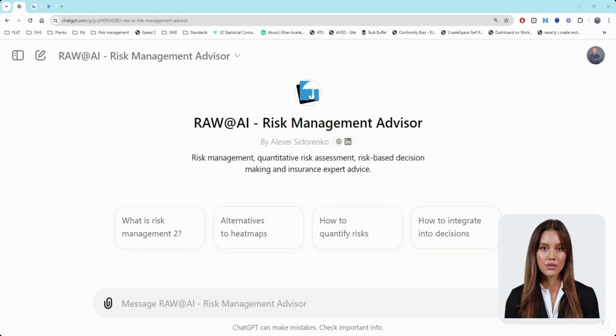This means it will not give you advice on how to build the best heat map. Instead, it will help you find ways to integrate risk analysis into a contract review, into project cost and schedule planning, into budgeting or planning, into an investment decision, or any other business process or business decision you need to make.